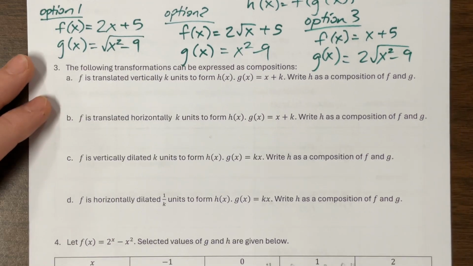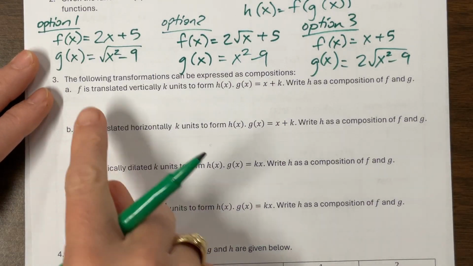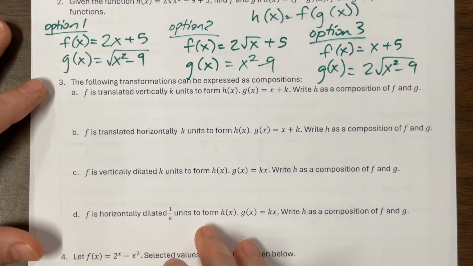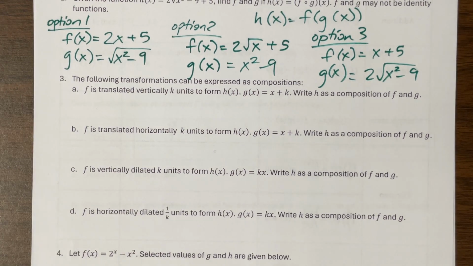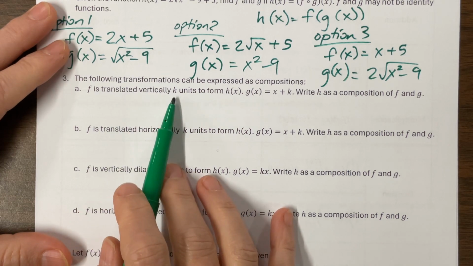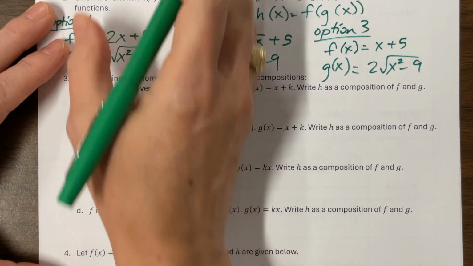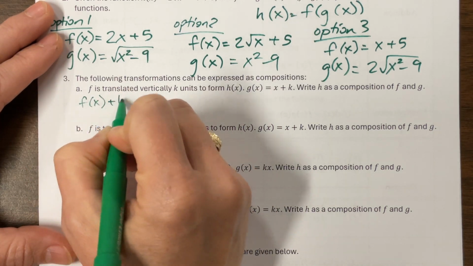Another part that AP PreCal makes a distinction of, or makes a point about, is how you can relate transformations to compositions, which I was like, oh, well, that's interesting. So here's my attempt to teach this. They're telling us f is translated vertically k units. Okay, so we're taking our graph and we are translating it vertically. So that means it's f of x plus k.